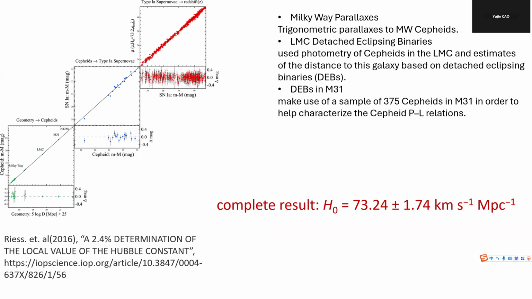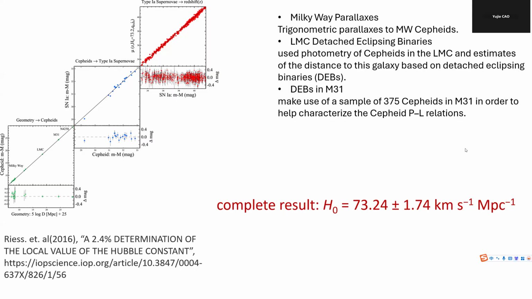A notable study by Riess et al. in 2016 used three methods to measure the distance: Milky Way parallax, LMC detached eclipsing binaries, using the photometry of Cepheids in the LMC to estimate the distance to this galaxy based on detached eclipsing binaries, and DEBs in M31, making use of a sample of 375 Cepheids in M31 in order to help characterize the Cepheid period and luminosity relations.